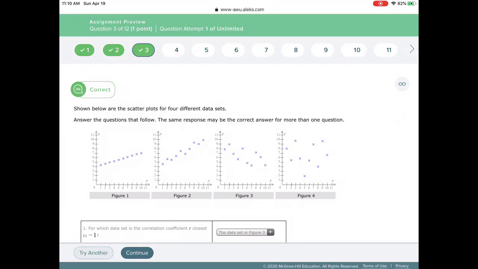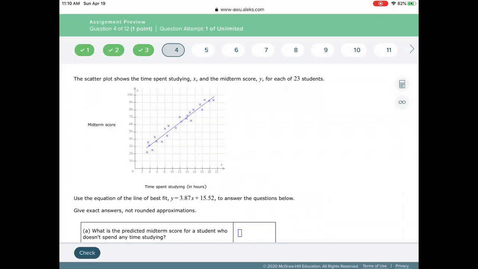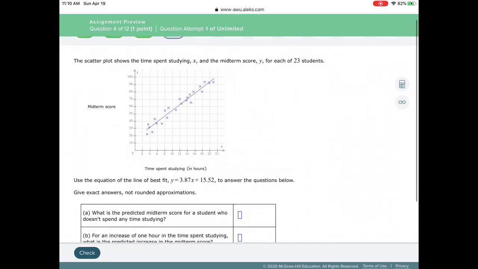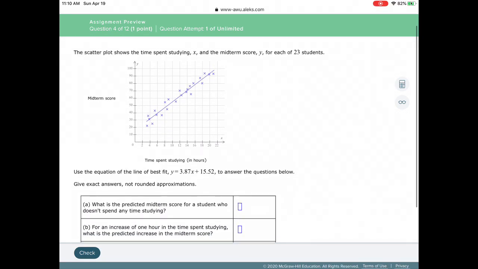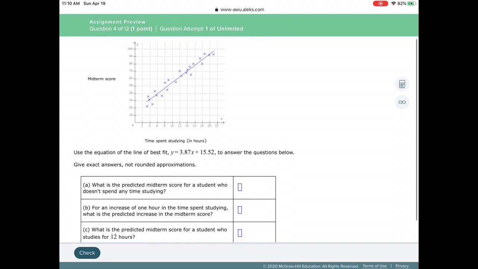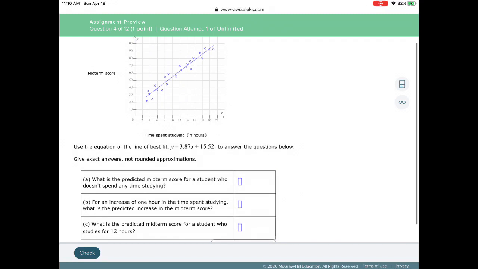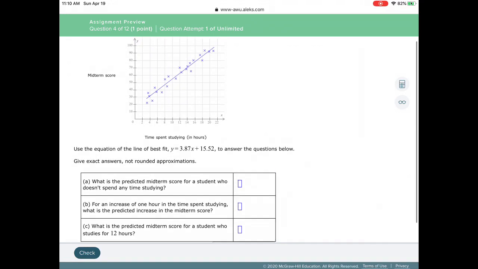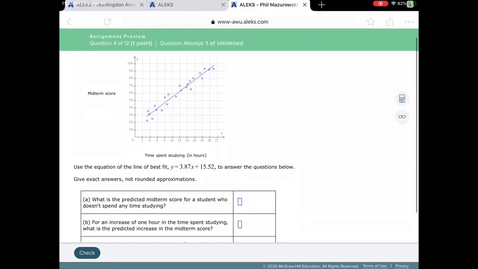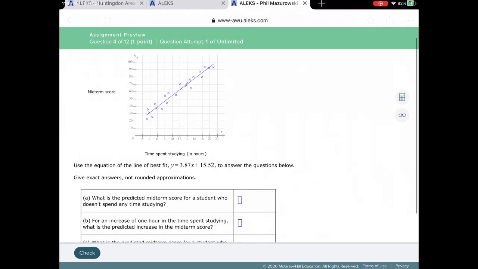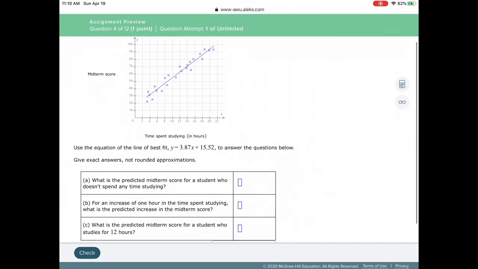And the last type of problem that you're going to see here is they've made a line of best fit already for a scatter plot, and they've given the equation. You can see the equation y equals 3.87x plus 15.52. So that's the equation that they got from the line. And that's the model that they're going to use to predict what somebody's midterm score would be, dependent upon the time and hours that they spent studying.